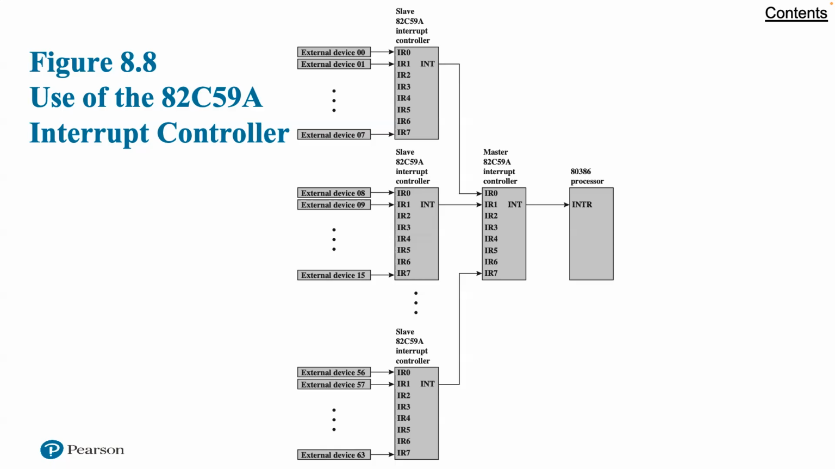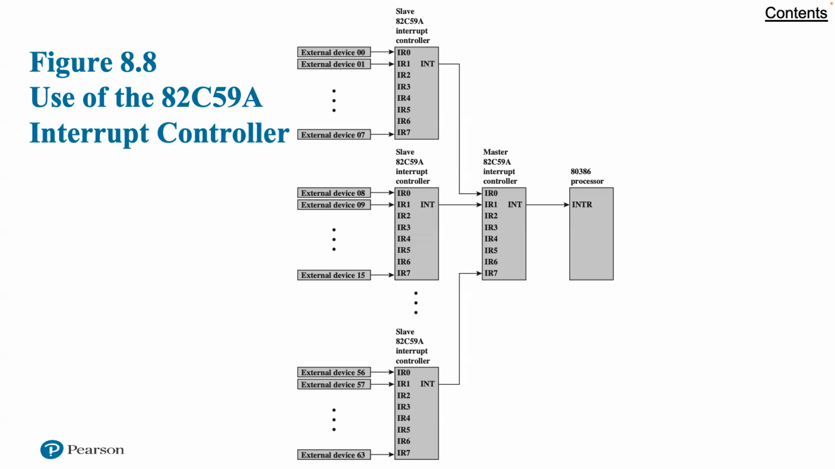This prompts the 82C59A to place the appropriate vector information on the data bus. The processor can then proceed to process the interrupt and communicate directly with the I/O modules to read or write data. The 82C59A is programmable. The 8386 determines a priority scheme to be used by setting a control word in the 82C59A. The following interrupt modes are possible.